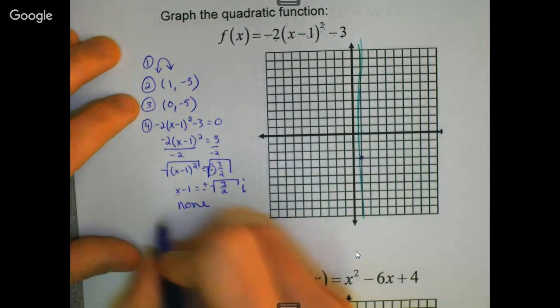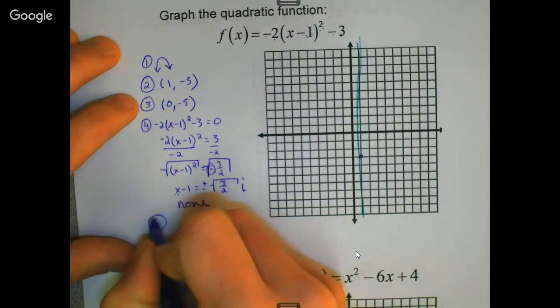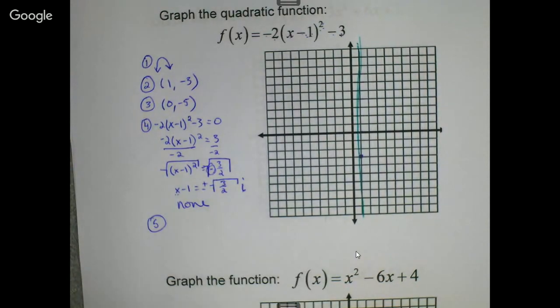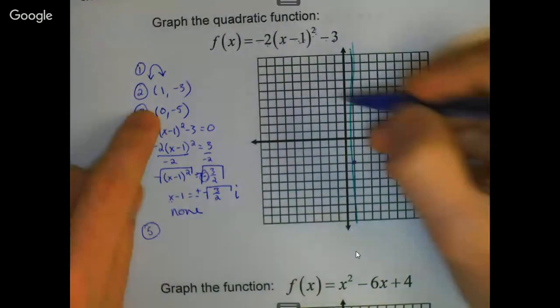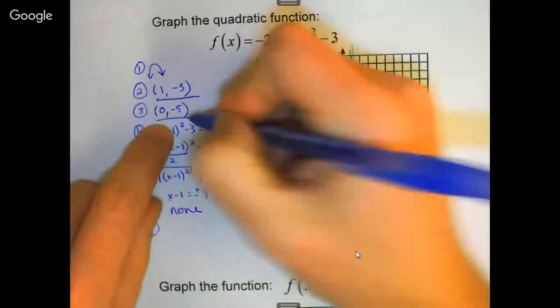Okay, so step 5, graph at least 3 points and connect. So I've got my vertex graph, (0, minus 5).